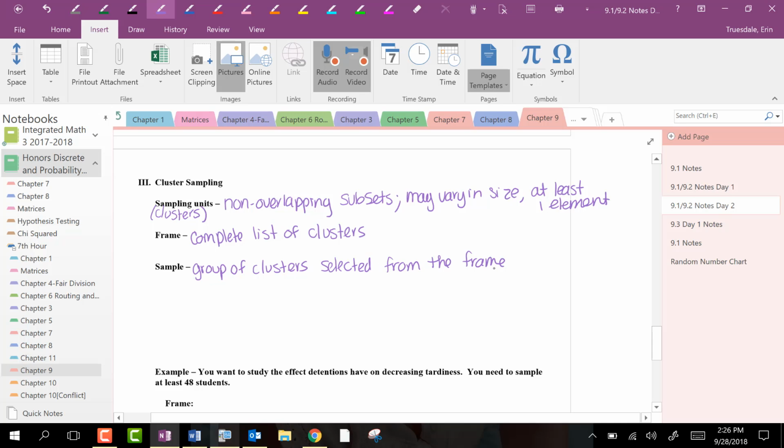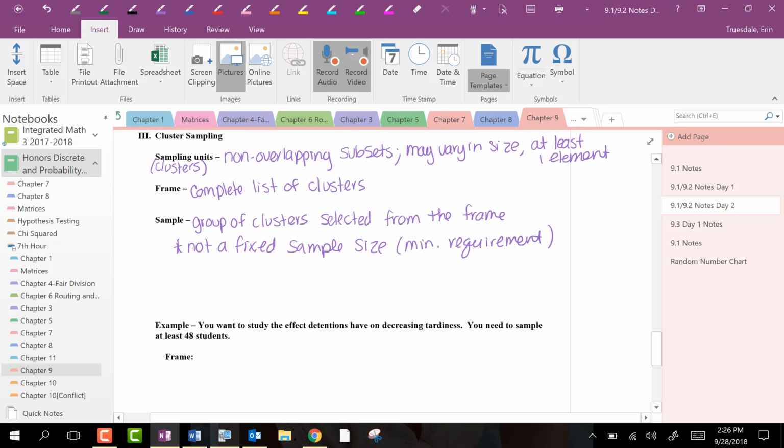The way I always think about this one is you're selecting the whole group, not people out of the group. You have to take the whole group if that group gets selected. It is not a fixed sample size, although you do have a minimum requirement. Someplace in the problem they'll tell you that you must have at least this many people, or whatever you're sampling if it's not people. But there's not an actual fixed sample size.